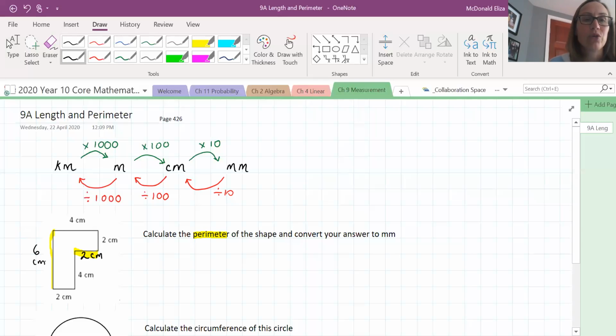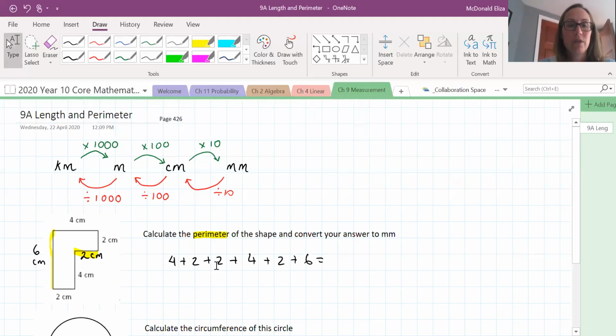And then all we need to do is go around and make sure we include all these lengths. So if we were to trace around this shape, it would be 4, 2, 2, 4, 2, and 6. So we just have to add those values up now. Which is going to equal 8, 12, 14, 20. So we've got 20 centimetres.